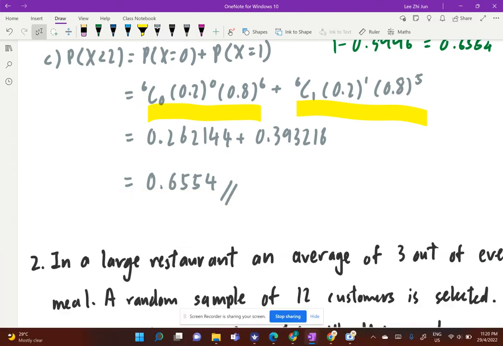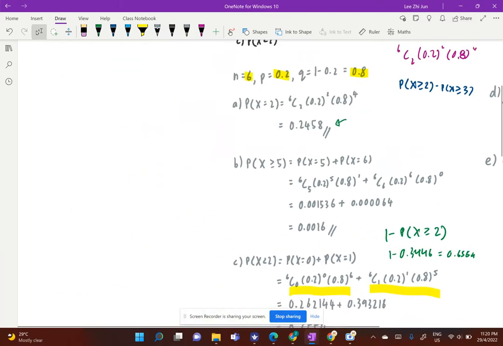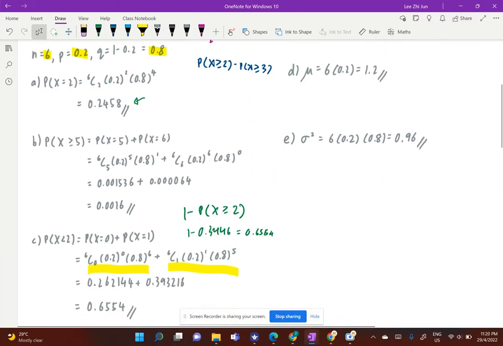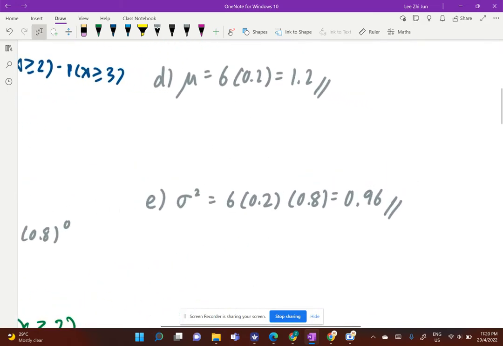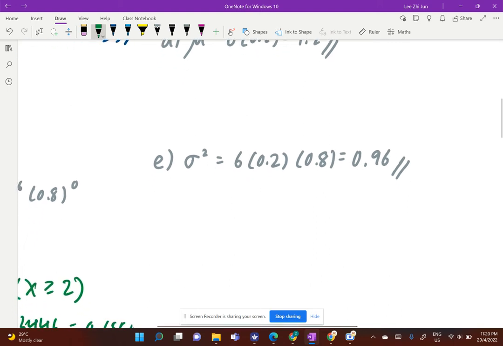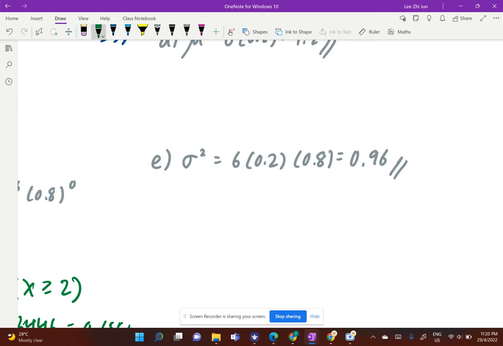D is the mean. Oh, I forgot, here's the mean. Mean is n times p, 6 times 0.2, so I get 1.2. Variance is n times p times q, so 6 times 0.2 times 0.8, so I get 0.96.